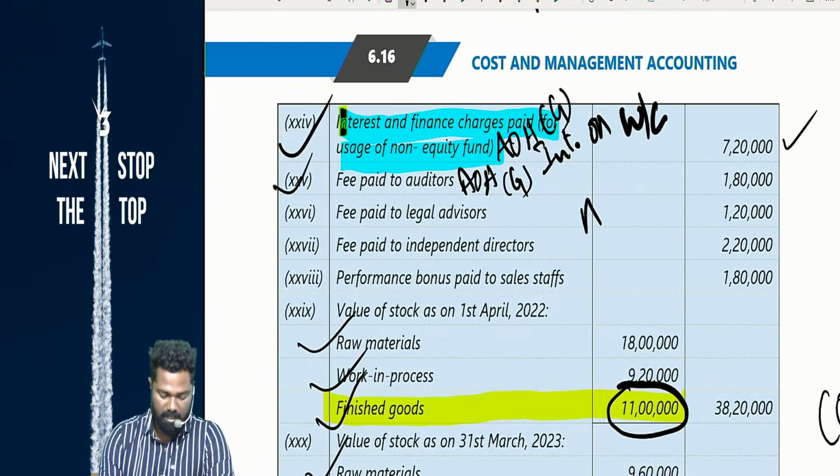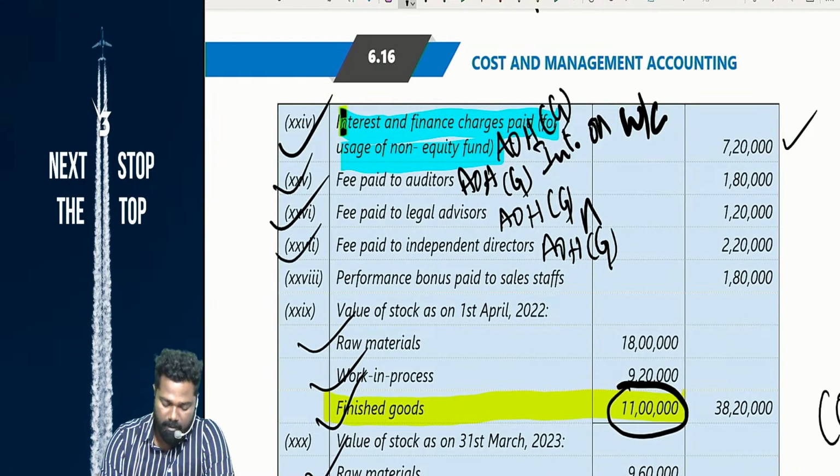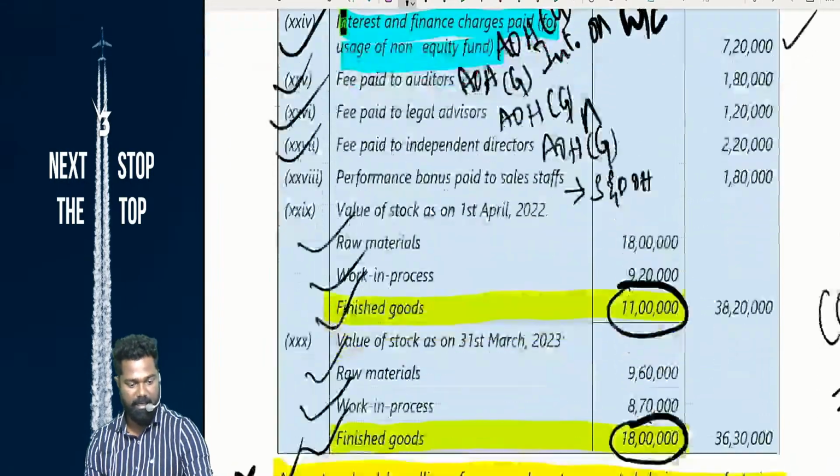Next, fees paid to legal advisor. Speak loudly. Yes, administrative overheads and under what? General. Clear? Next, fees paid to independent director. Will it come or not? Yes. Where? General. Performance bonus paid to sales staff. Selling and distribution. So this should come under S&D overheads.